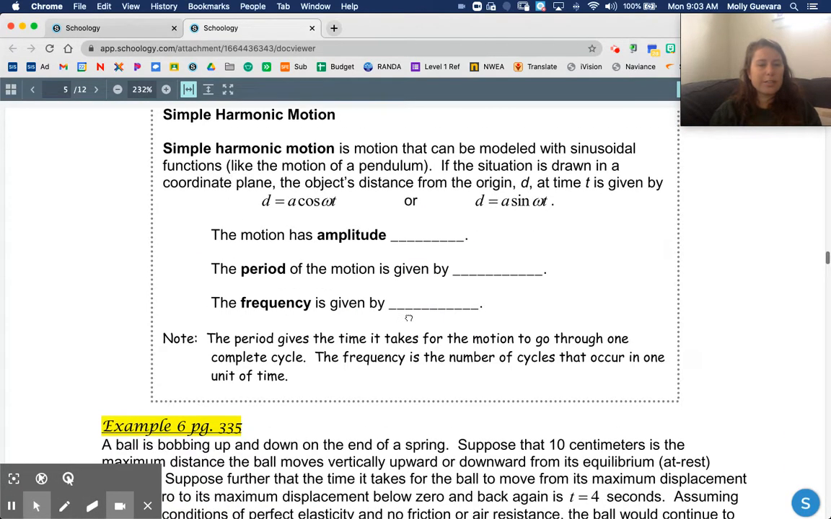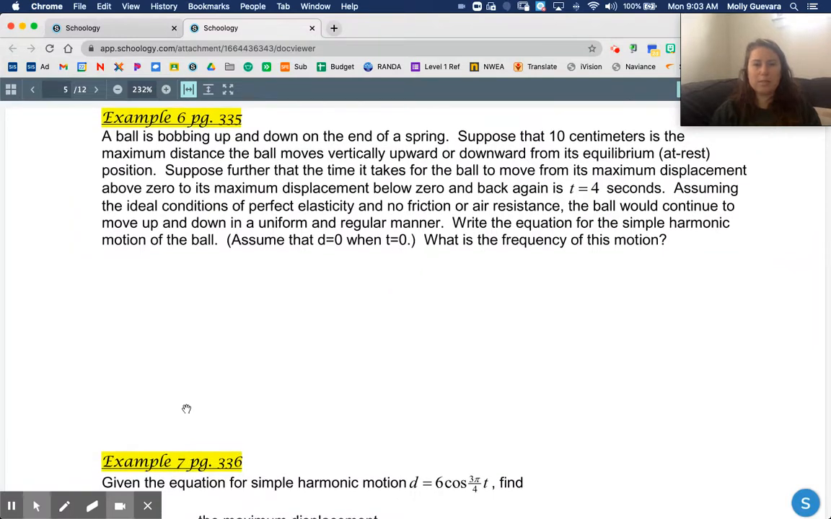So let's look at our example. It's a lot of reading, so let's read through it first and then see what we're looking at. It says a ball is bobbing up and down on the end of a spring. Suppose that 10 centimeters is the maximum distance the ball moves vertically upward or downward from its equilibrium. Suppose further that the time it takes for the ball to move from its maximum displacement above zero to its maximum displacement below zero and back again is 4 seconds. Assuming the ideal conditions of perfect elasticity and no friction or air resistance, the ball would continue to move up and down in a uniform and regular manner.